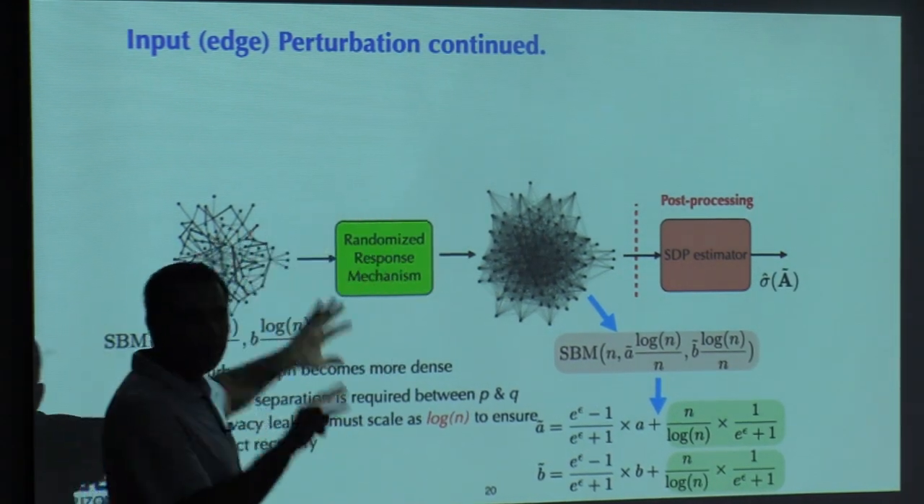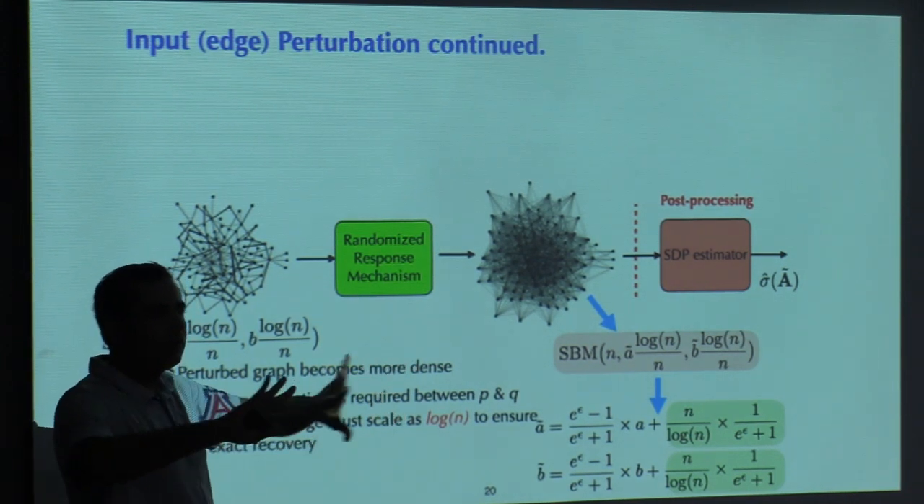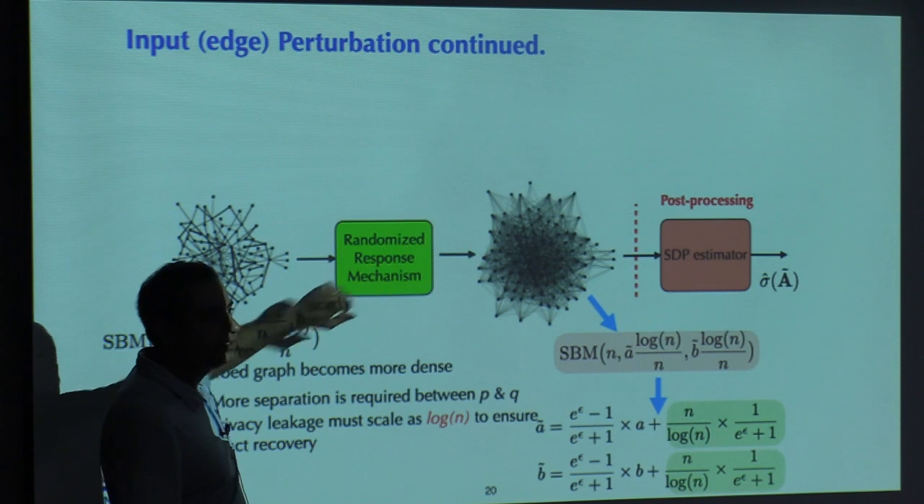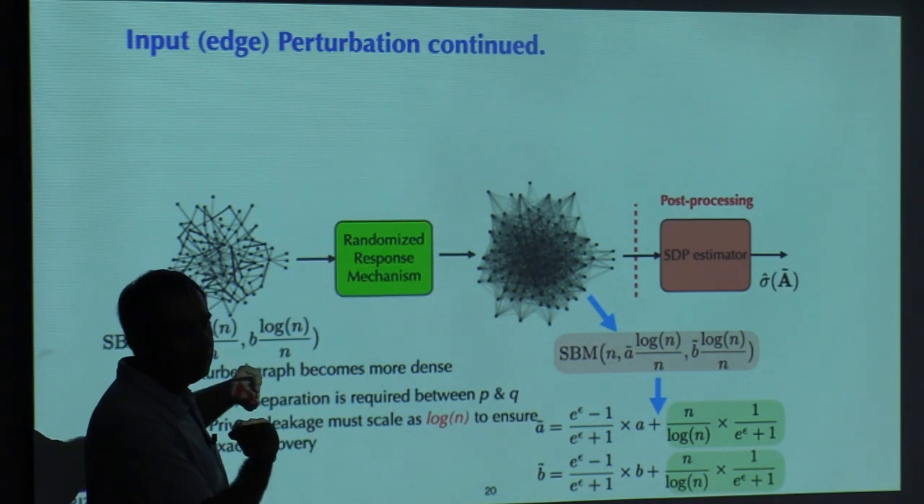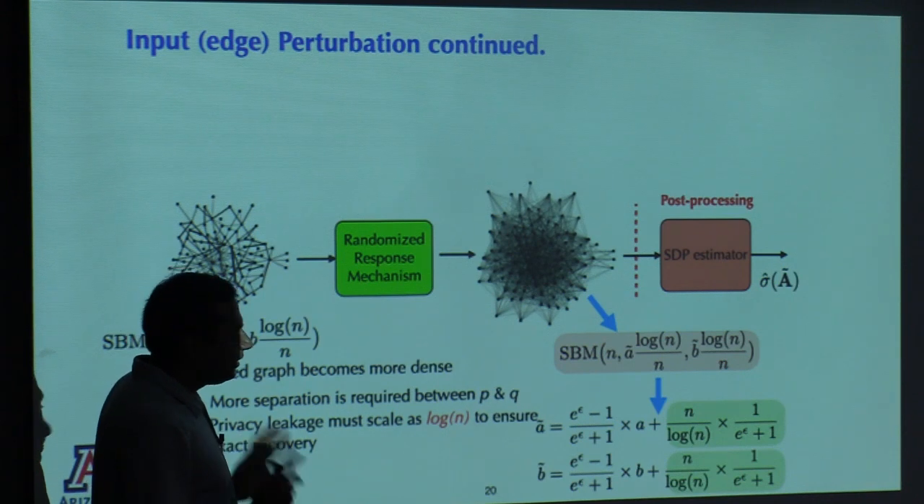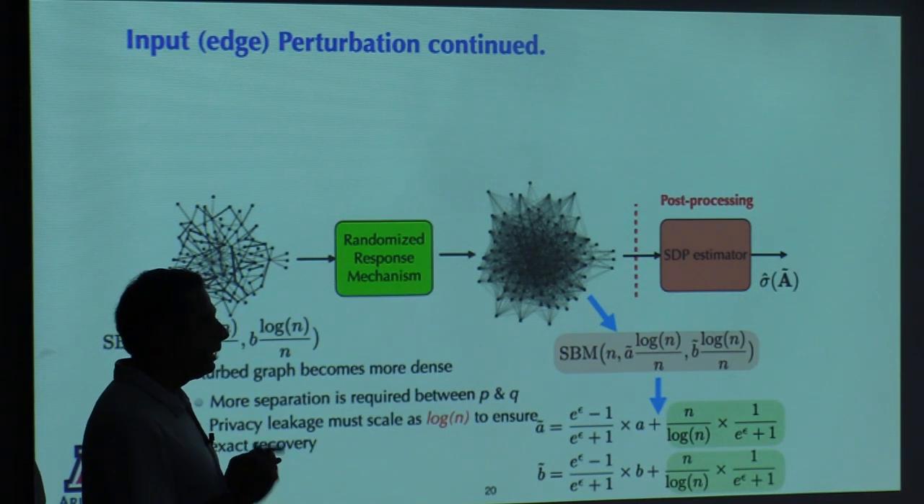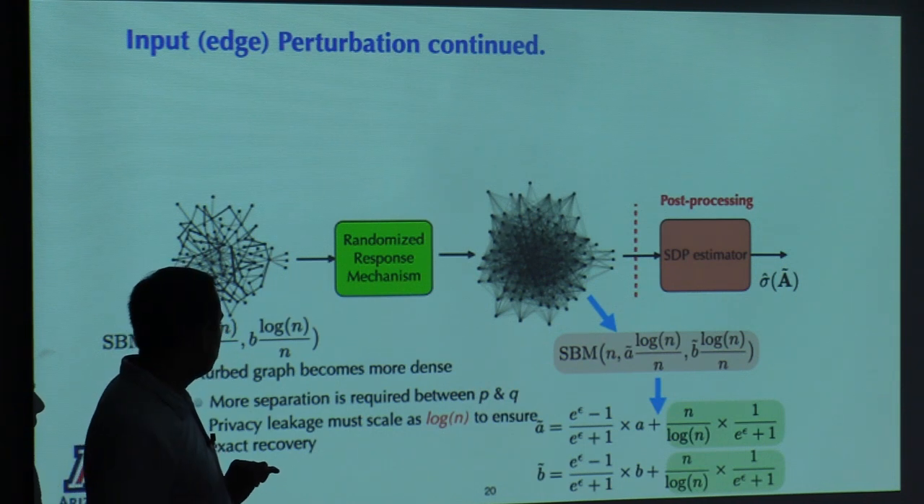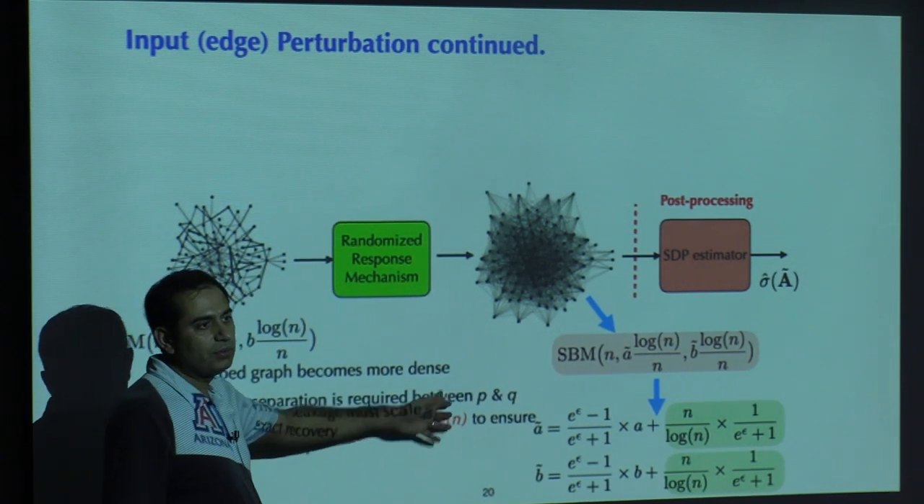If the original graph had two communities and there was some separation between them, and you just apply vanilla randomized response, it's going to densify the graph if epsilon is constant. So what's the fix? You can still do recovery, but you need epsilon to grow. How fast does epsilon need to grow? It needs to grow as log n. You can work the numbers out.